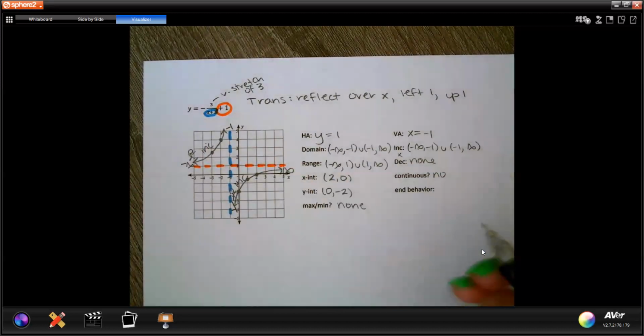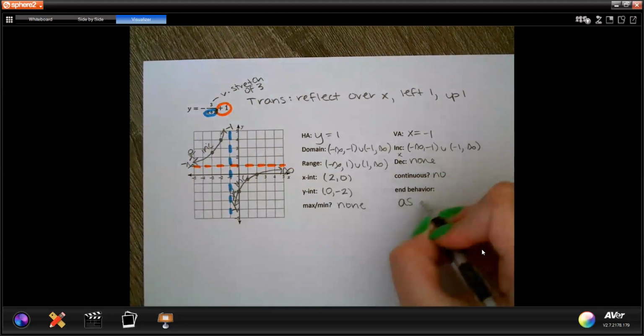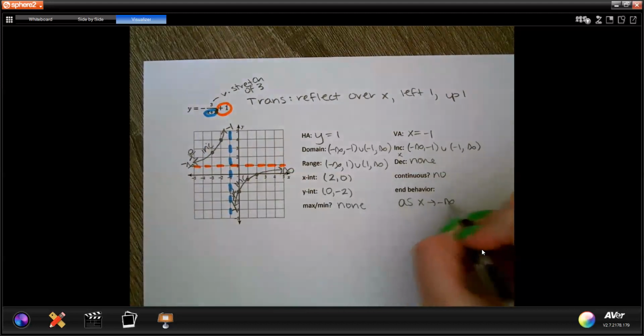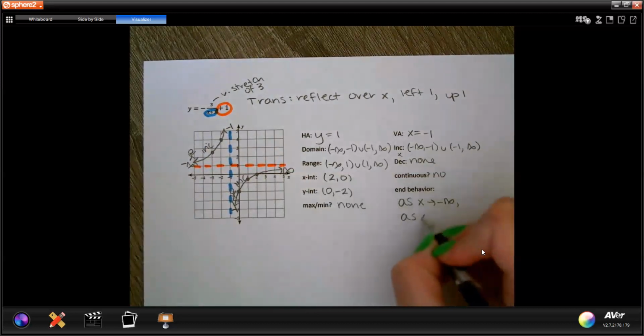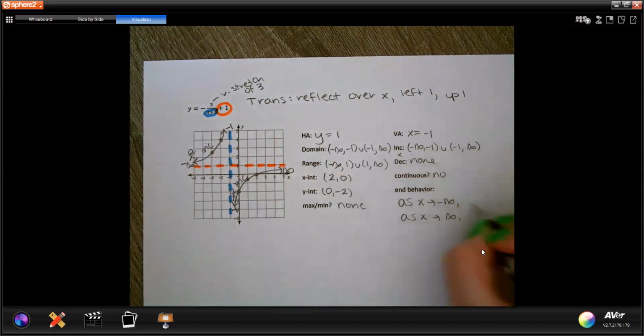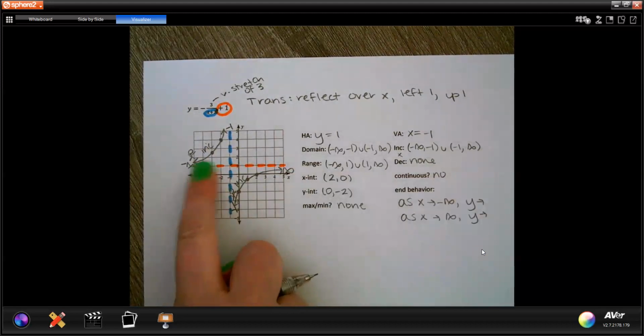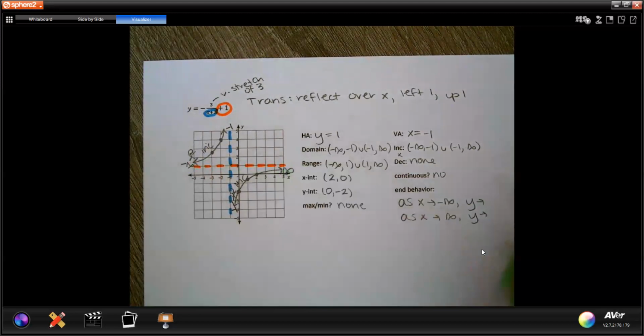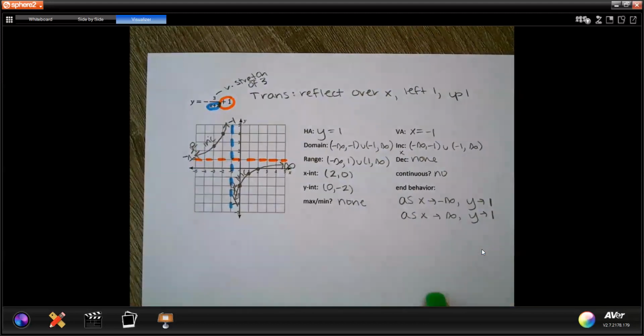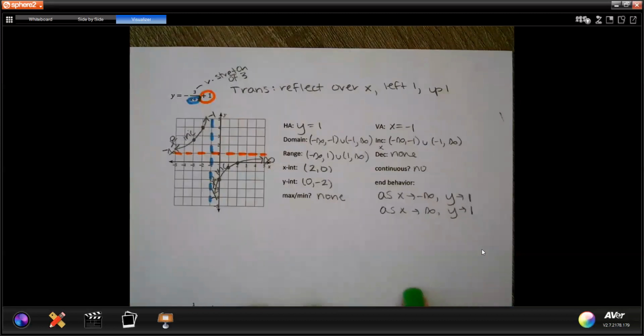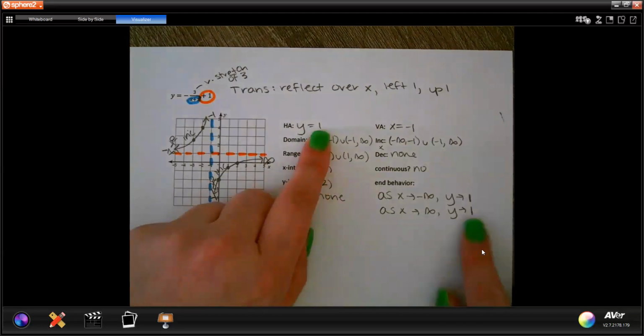End behavior. I'm going to look at the left side of the graph. I'm going to look at the right side of the graph. As we look to the left, the y value is getting closer to +1. As I look to the right, the y value is getting closer to +1. I remember that because end behavior is approaching the horizontal asymptote, because the horizontal asymptote is the end behavior asymptote. So these numbers are always going to be the same.